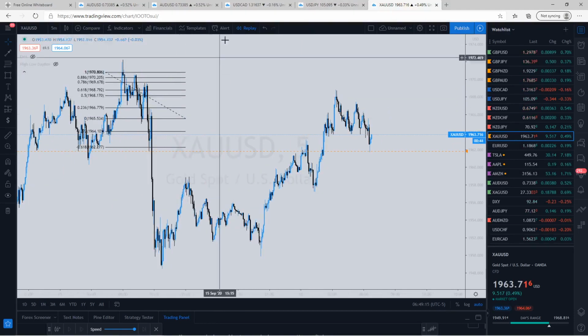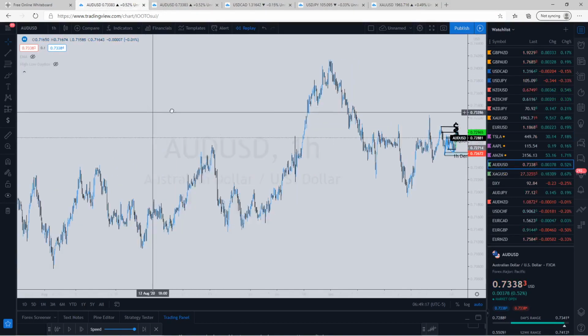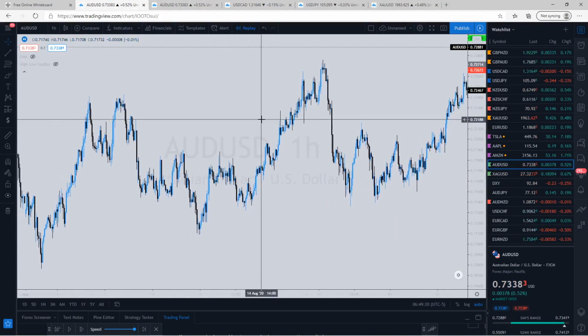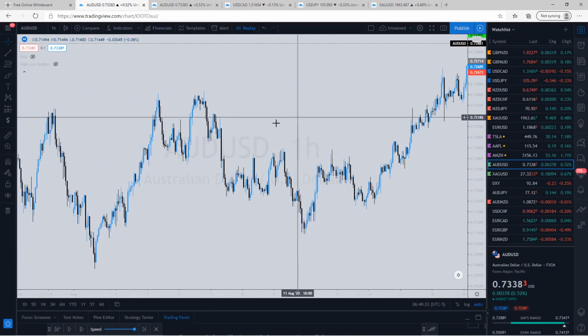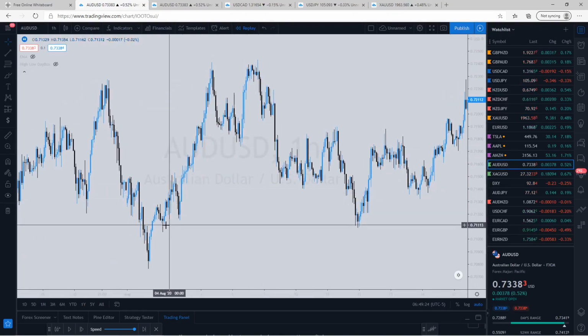So next we have gold. Actually, I don't think I found a setup on gold. I'm just gonna keep scrolling through AUD USD as a couple of examples. So let's go ahead and see if we can find something else.